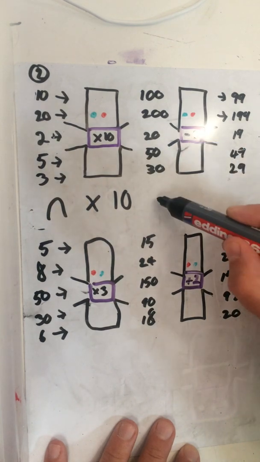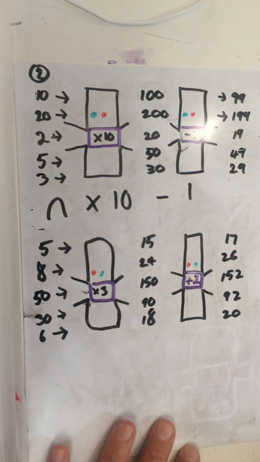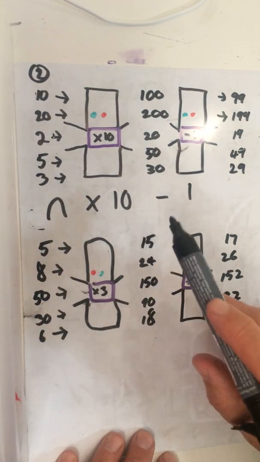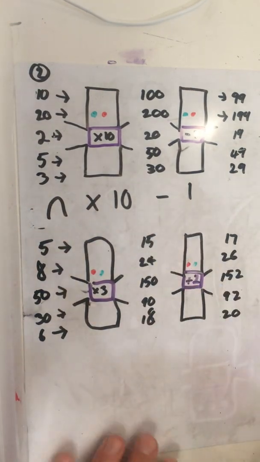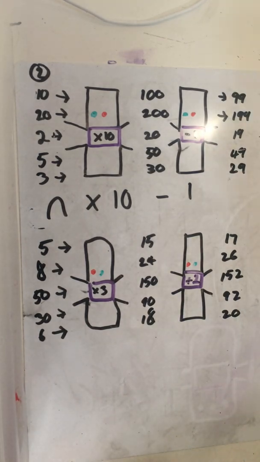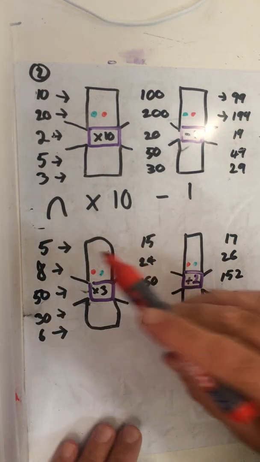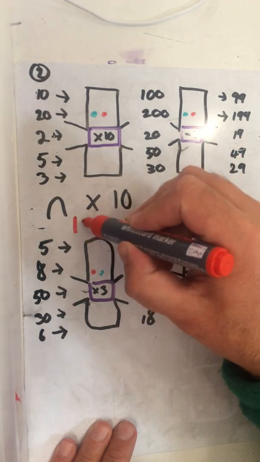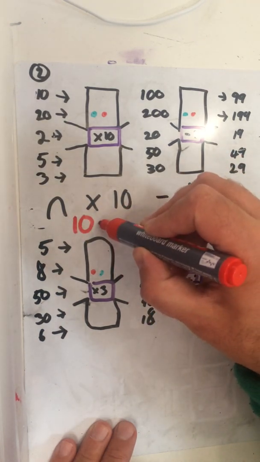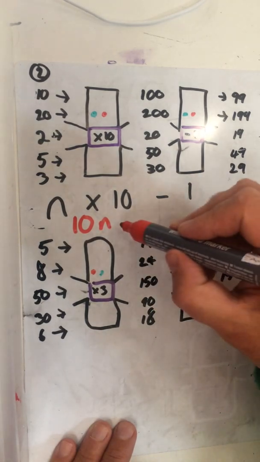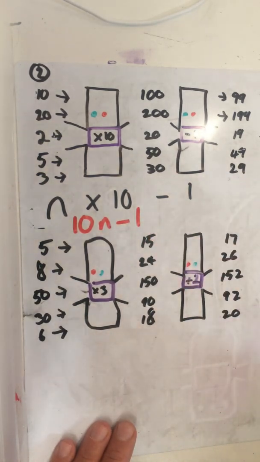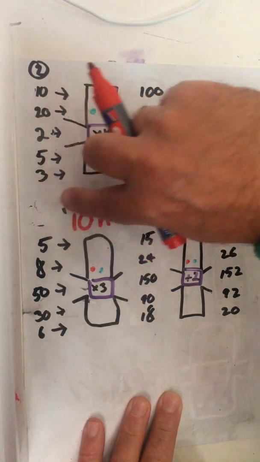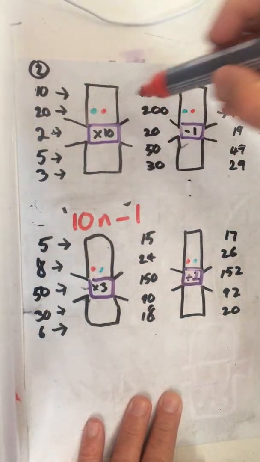Then from that, we're going to take away 1. So that is our algebraic expression for this. Okay, n times 10 take away 1. Remember, that's not how we're going to write our algebraic expression though. We know that n times 10, we put the number first. We don't need the times sign, so it'll be 10n minus 1. That is the algebraic expression for this function machine.